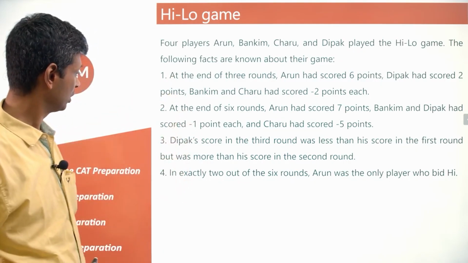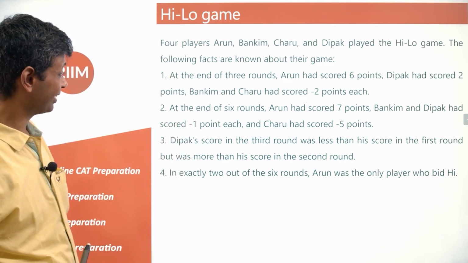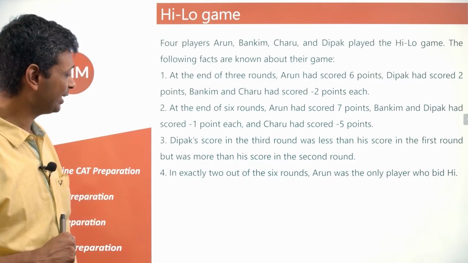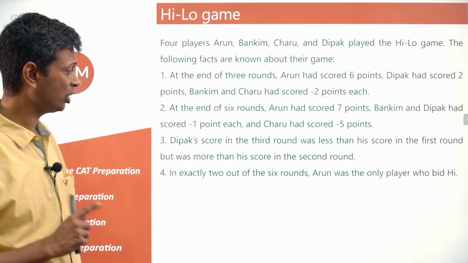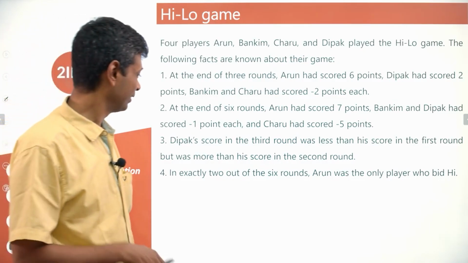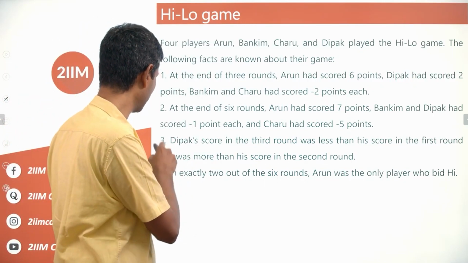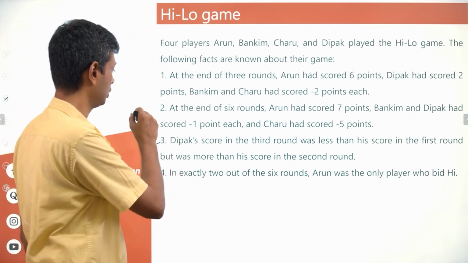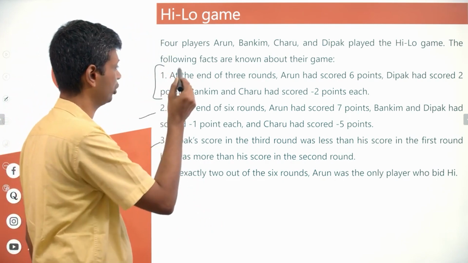This I like. Deepak's score in the 3rd round was less than his score in the 1st round, but was more than his score in the 2nd round. In exactly 2 out of the 6 rounds, Arun was the only player who bid high. And so we'll come to these. This seems like a tiebreaker to find one final resolution. We'll come to this also, but I think we've got ourselves a brilliant starting point here.